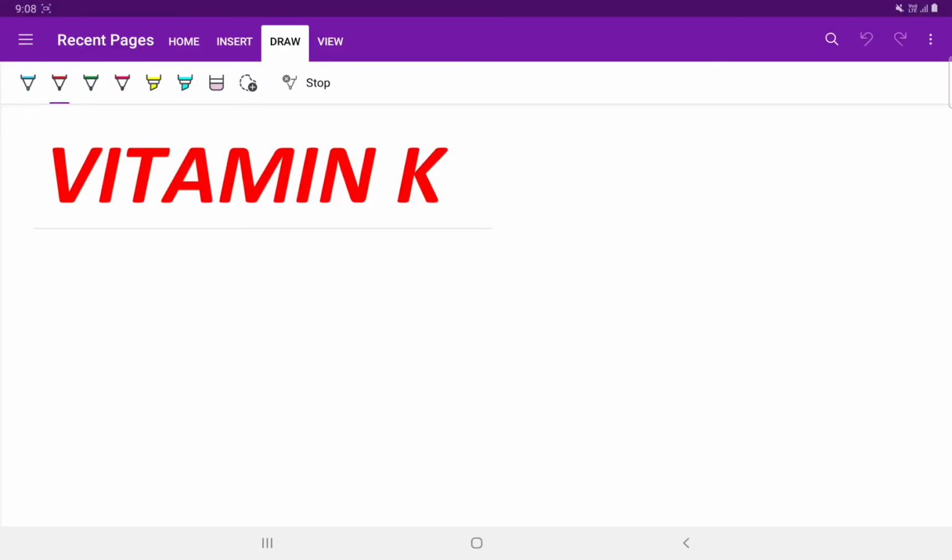Welcome students. So in today's lecture we shall be learning about the next fat soluble vitamin, that is vitamin K. It is the only fat soluble vitamin with a specific coenzyme function.